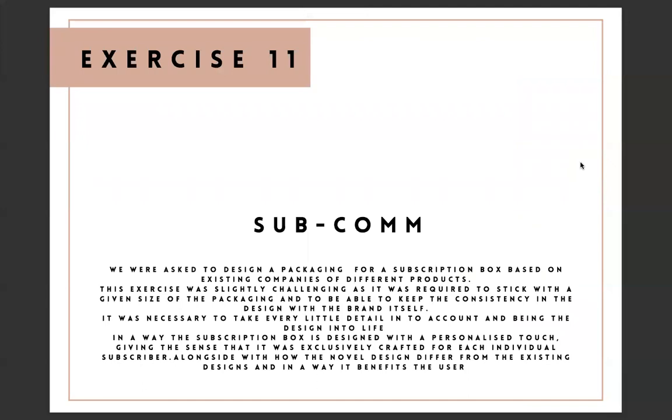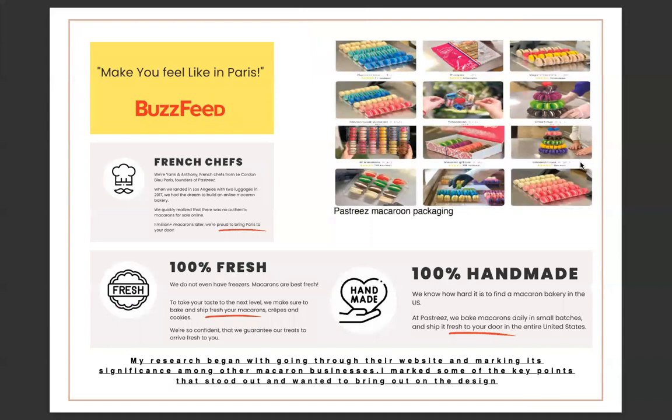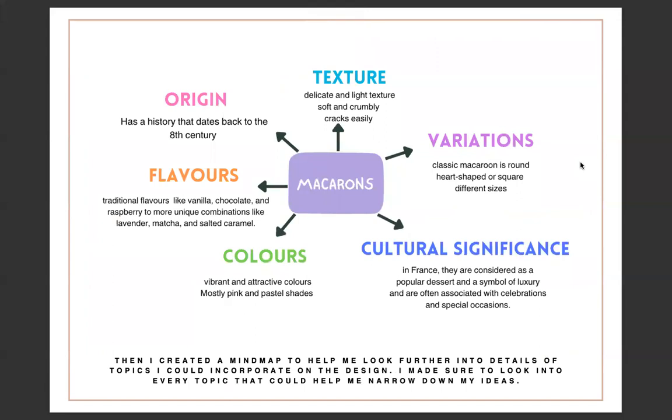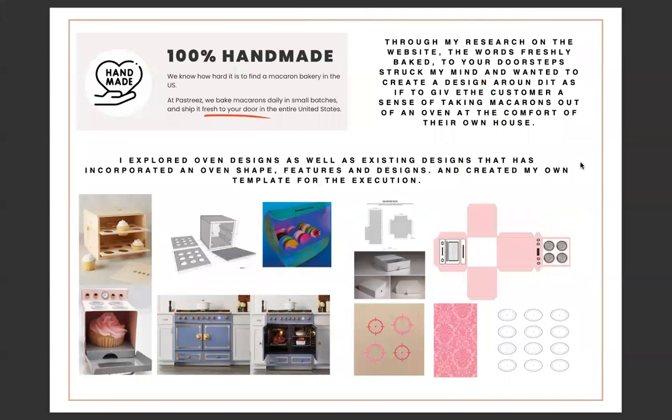And the last one, Subcom, we were asked to make a packaging design for a product that we chose. I chose macaroons, with my target audience being young adults. I searched around their website and figured out the facts that I would like to have in my packaging and the ones that I would like to bring to life based on the way that they have described their product, and based on what I saw as flaws in their existing packaging. I did my research, I made a mood board, and from there I did my templates.